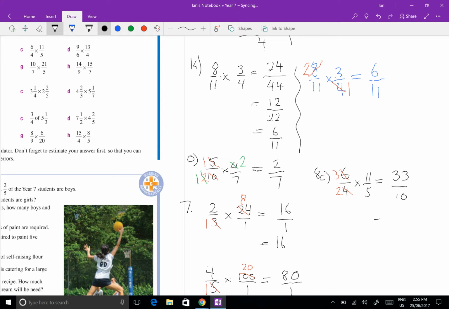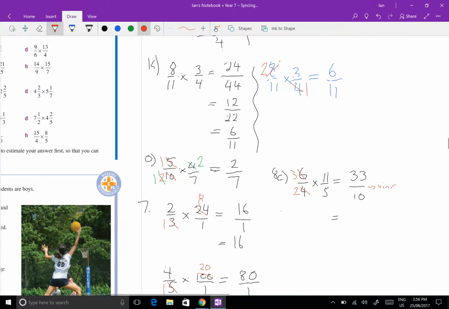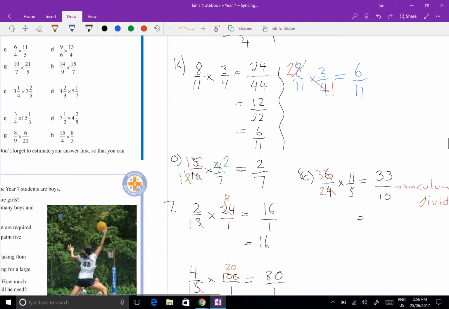Now that would be all right as an answer. I'd be happy if you got that as an answer. But let's be a little bit neater about it. Let's make it a mixed numeral. And remember that the vinculum, which is the line between the top and the bottom, the numerator and the denominator of a fraction, means to divide. So that's 33 divided by 10. So how many times does 10 go into 33? Well, it goes 3 times with 3 left over 10. So that's 8C.